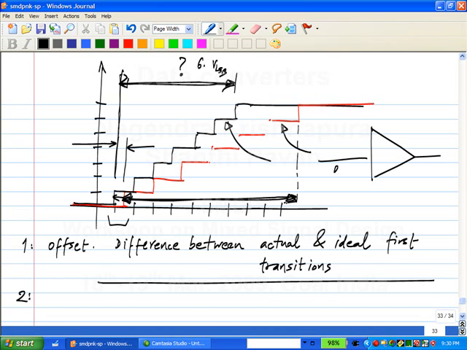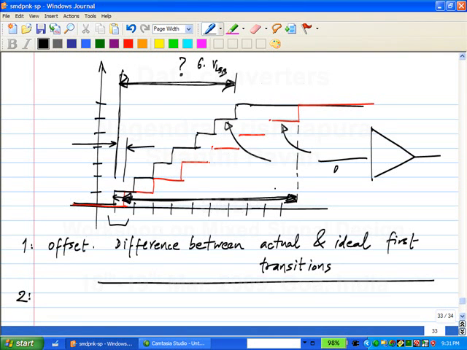No, no, slope of what? Yeah, we will come to that. Okay. So, because so far, by looking at the first and last transitions, we have not looked at anything in the middle, right? So, we will look at those things also.